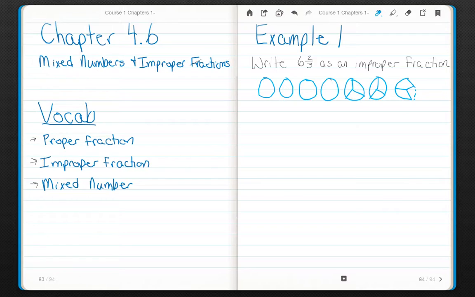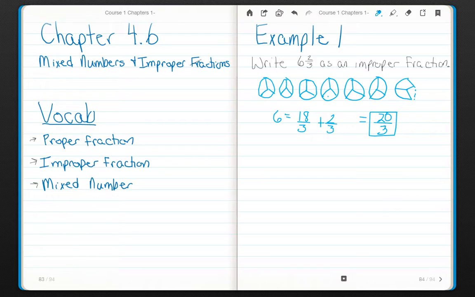So I'm going to break my 6 wholes into thirds and simply count the thirds. 1, 2, 3, 4, 5, 6, 7, 8, 9, 10, 11, 12, 13, 14, 15, 16, 17, 18. So my 6 wholes equals 18 thirds plus the 2/3 that I have over here equals 20 thirds. So this is my improper fraction.